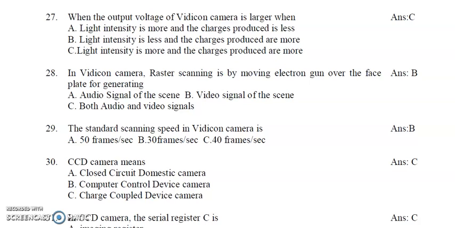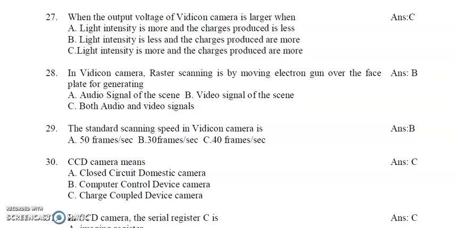So the raster scanning method we are going to scan. One scanning is called from the top right to the top left to the bottom right. That is what we are calling one frame during the raster scanning. That is how many frames per second? That is the question. So it is 30 frames per second. Answer is B. 30.